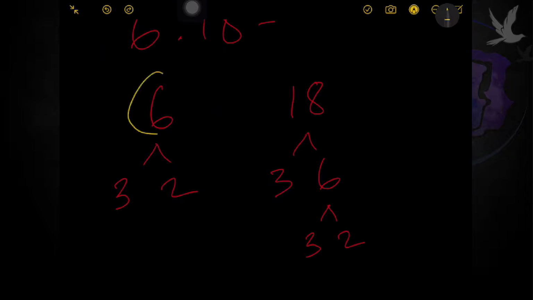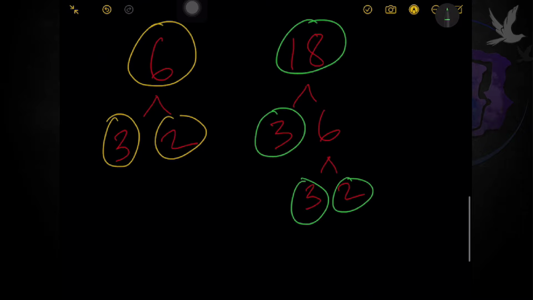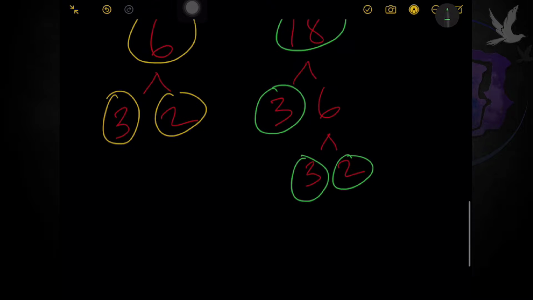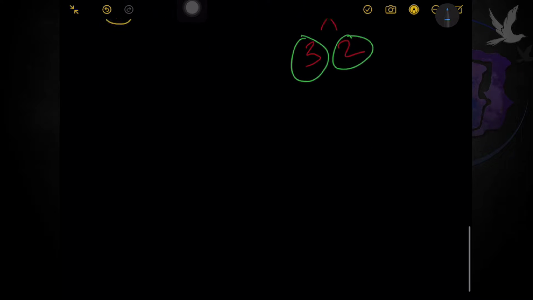So, for 6, we have 3 and 2. And for 18, we have 3, 3, and 2. Those are their main roots. So, basically, what you're doing here is taking the main roots. We have 6 and 18. Again, we'll just write them in fraction form.